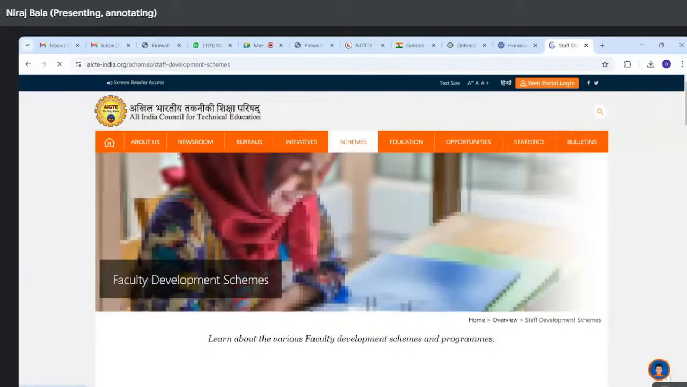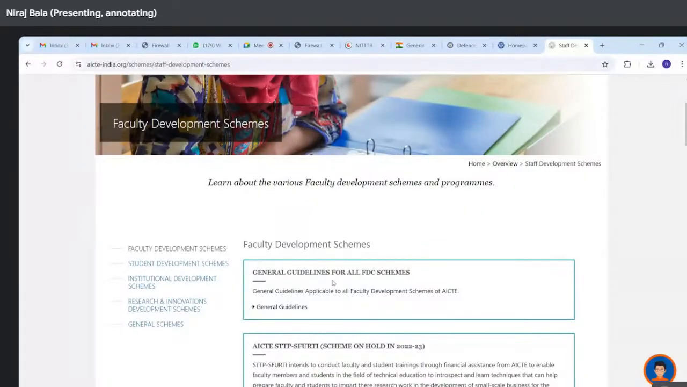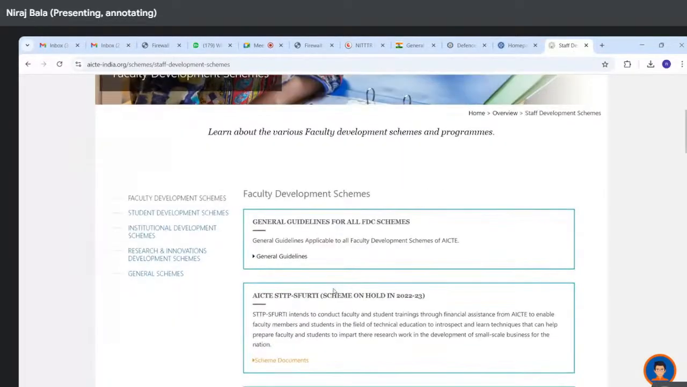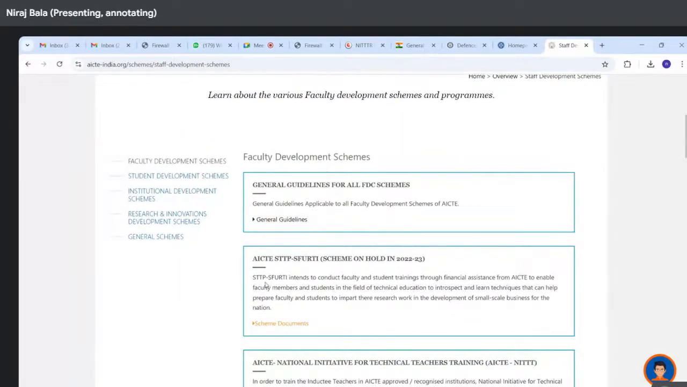But since this is an FDP, our faculty development program, let us see the various faculty development schemes and general guidelines.